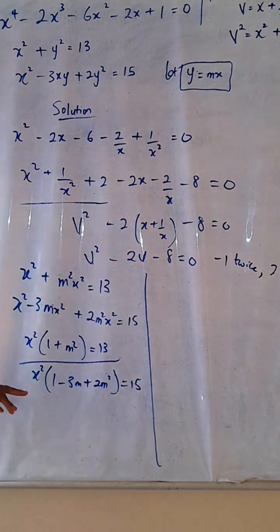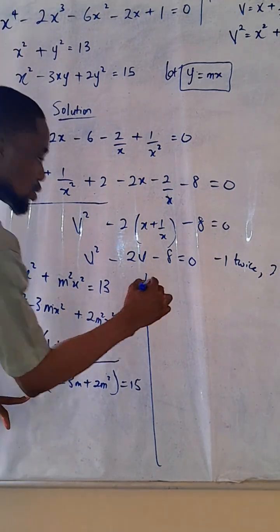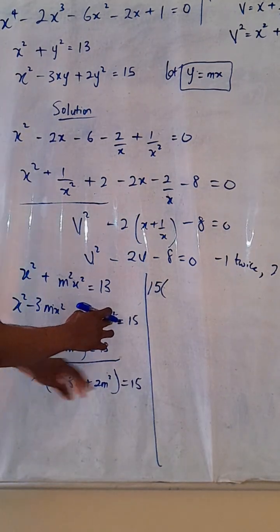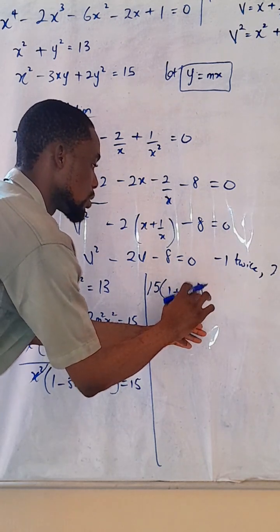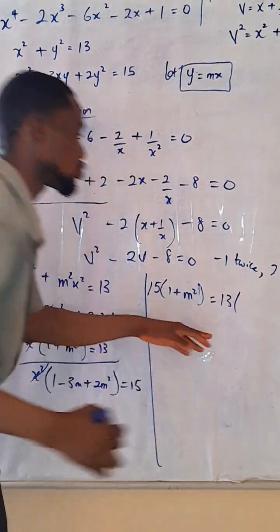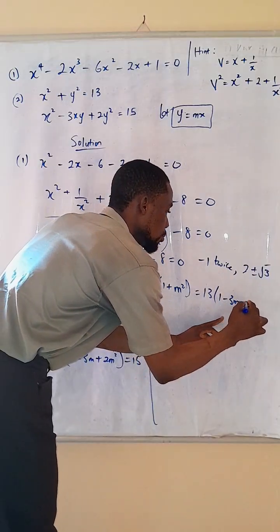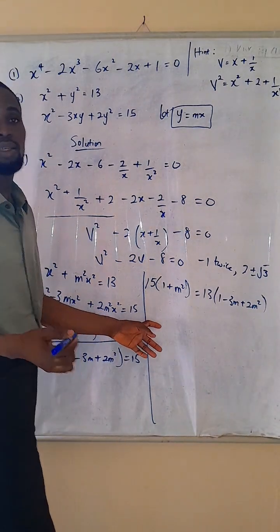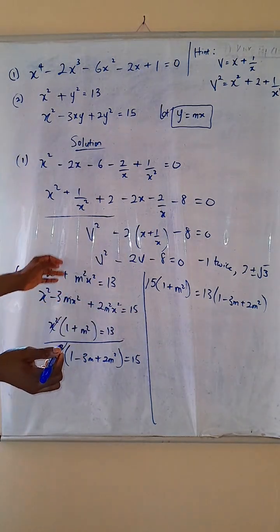At this point, this cancels out, cross multiply. So I'm going to have 15 into 1 plus m squared all equals to 13 into 1 minus 3m plus 2m squared. At this point, expand, subtract, then use the quadratic method to solve for m, then apply it back into this equation, and get your answer.